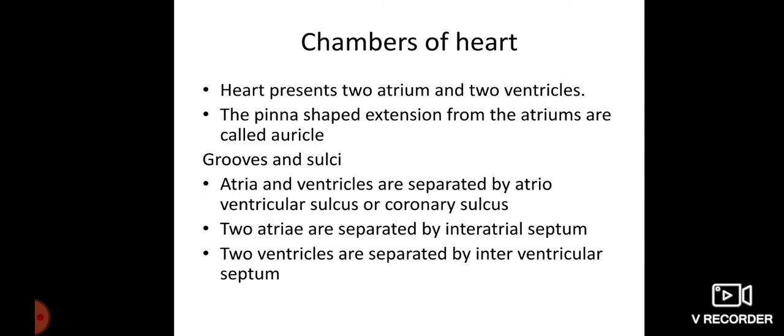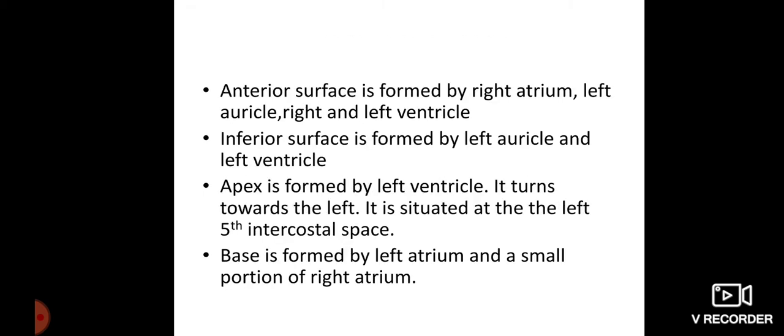So anyway, two similar chambers are completely separated by a septum. But two dissimilar chambers like atrium and ventricle are separated not by a septum but by a sulcus. Atrioventricular sulci are otherwise called coronary sulci. The atrioventricular sulci are present on the right side and left side of the anterior aspect, and right side and left side of the posterior aspect. But the interatrial and interventricular septa are present on the anterior as well as posterior surface.